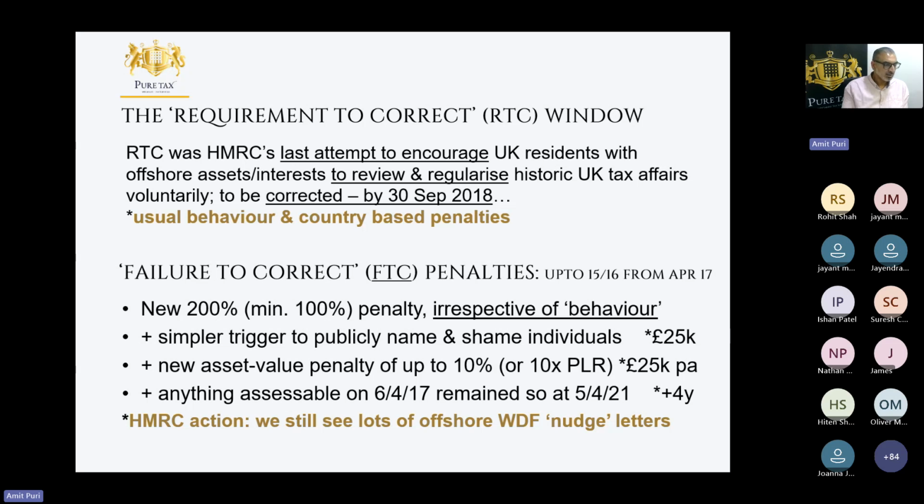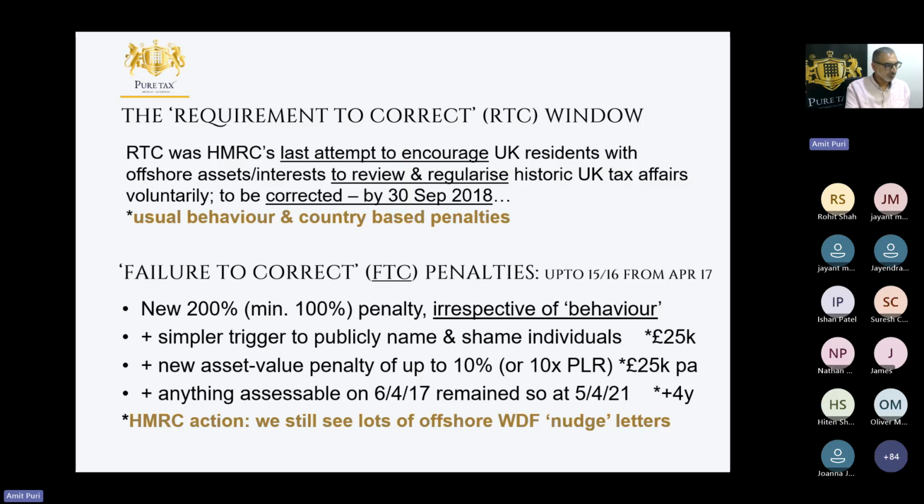But remember, where offshore penalties are concerned, you don't have to have done something deliberate. If the FTC penalty applies, even though someone thinks, oh no, I didn't mean to do it, I could have done things better, but I haven't been dishonest, as soon as the FTC penalty has been charged, that's a trigger for naming and shaming. It makes it much, much easier.